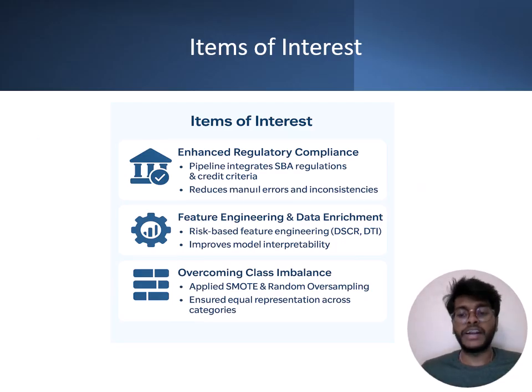Coming to the interesting findings and approaches for this project, the pipeline integrates SBA regulations and lender-specific credit criteria, ensuring automated compliance checks. This reduces manual errors and inconsistency in loan eligibility assessments. We have used risk-based feature engineering to improve model interpretability, and also applied SMOTE and random oversampling to handle imbalanced data, and equal representation across all categories to avoid noise.